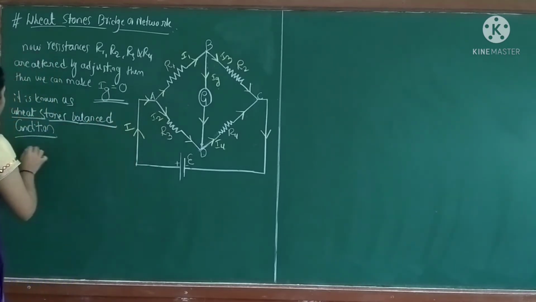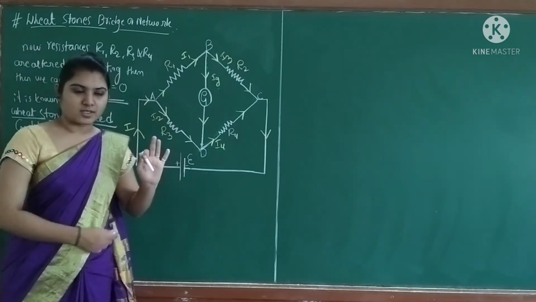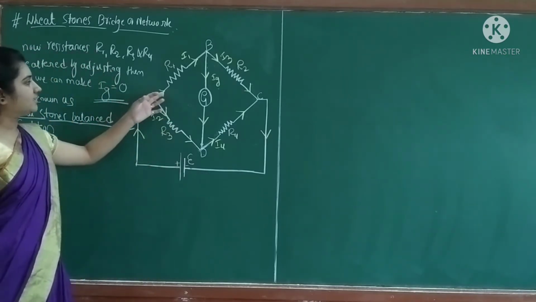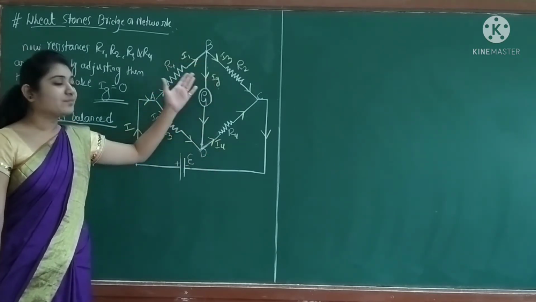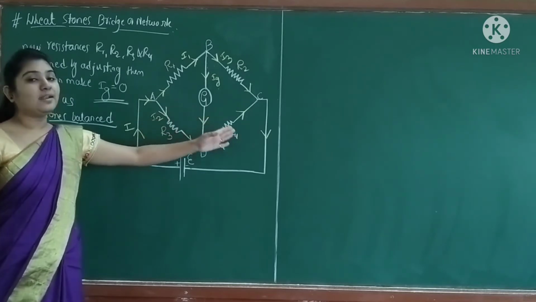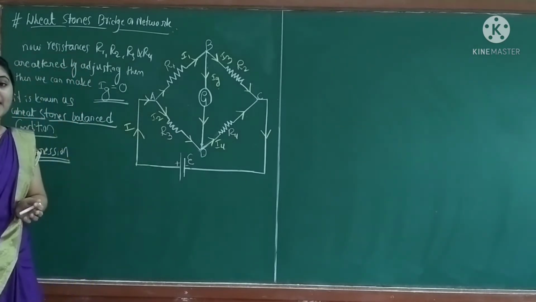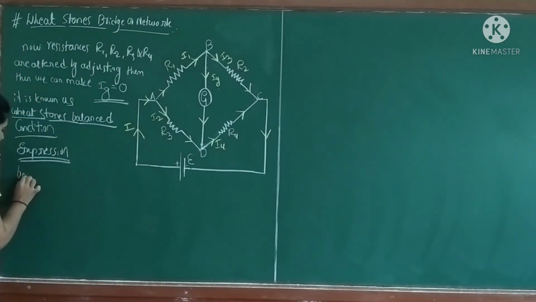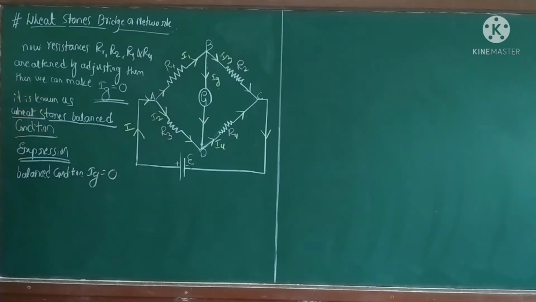Now we see the expression, that is, let us solve the derivation. Expression for the Wheatstone's network. Just see, currents I1, I2, I3 and I4 and Ig are flowing through the resistances R1, R2, R3 and R4 and along with the G. And we have the balanced condition, that is Ig is equal to 0.